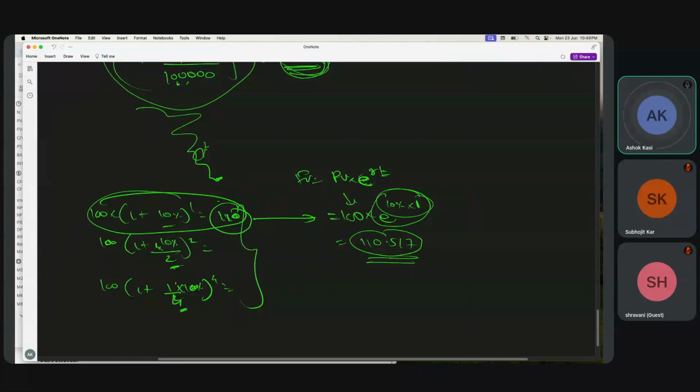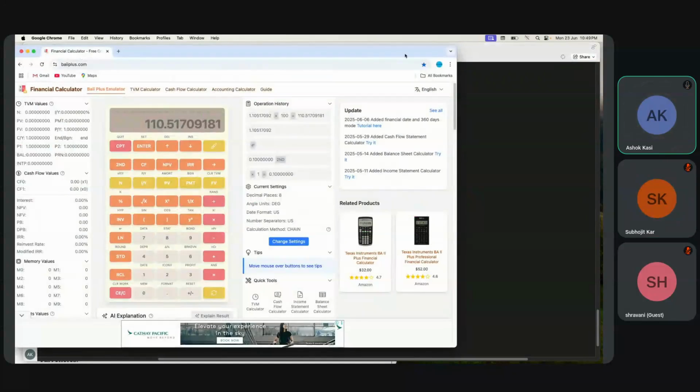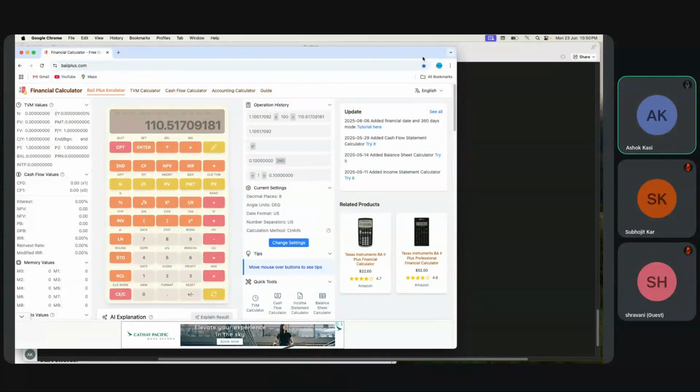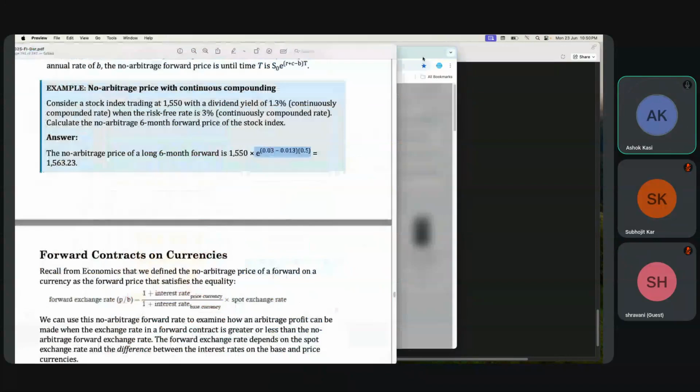Understood how to calculate this one? Yes, sir. Is it okay? Yes. Okay.